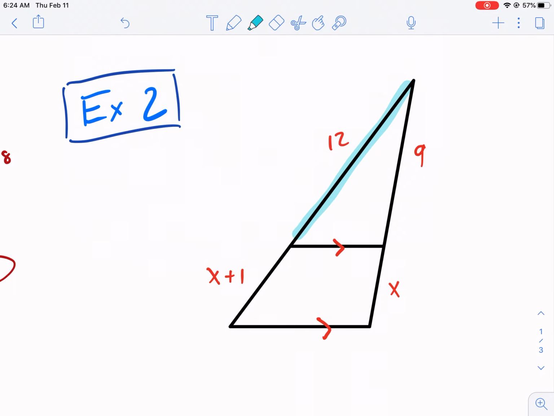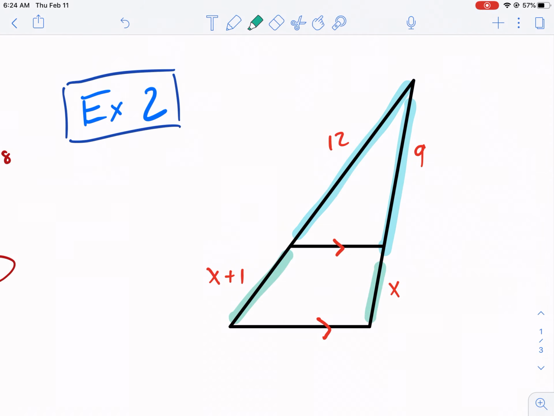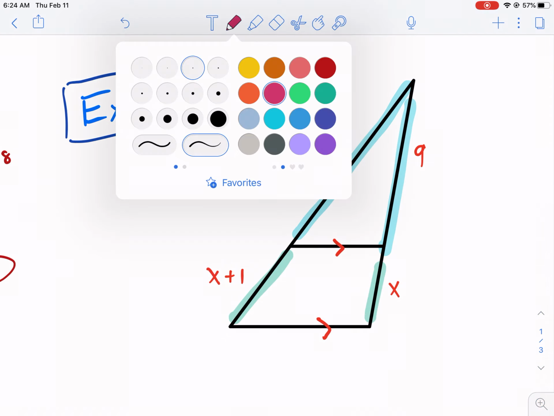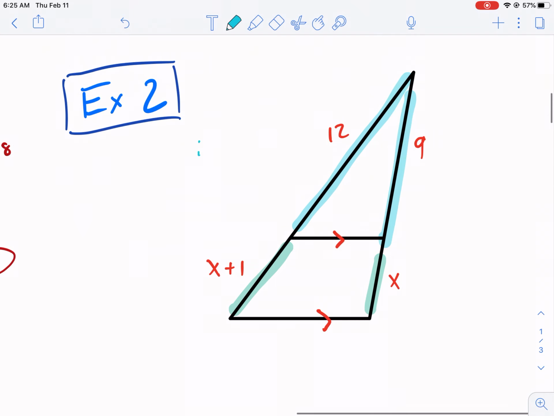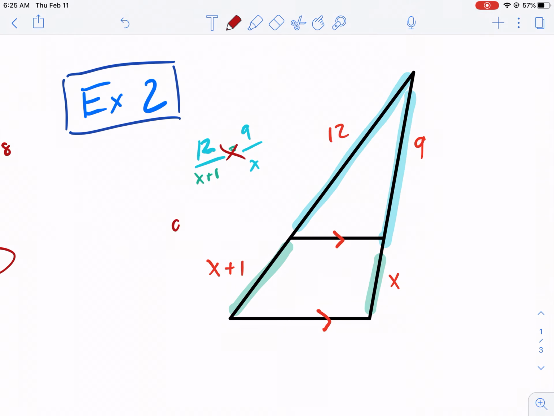We have this top part is going to be equal to the proportion of the bottom part. Okay, so then we can say 12 over x plus 1 is equal to 9 over x. Okay, and then we just cross multiply again. And we get 9 times x plus 1. Don't forget to leave in parentheses because we need to distribute. And we distribute next. Let's take this over here. 9x plus 9 equals 12x.